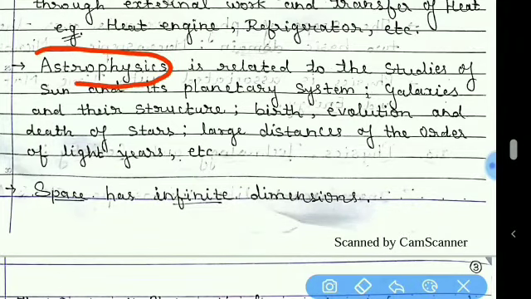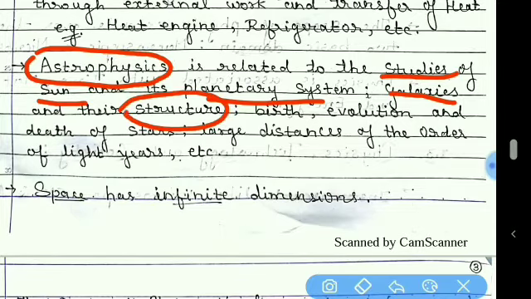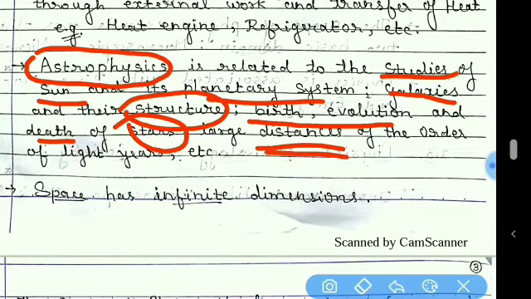Astrophysics or space science is related to the study of the planets, sun, galaxies, how this universe came into existence, the structure of the universe, the birth and evolution or the death of the stars, the distances between the sun and the planets, or the length of the galaxy, or the size of the planet. All these types of studies are related to this branch of physics called astrophysics.